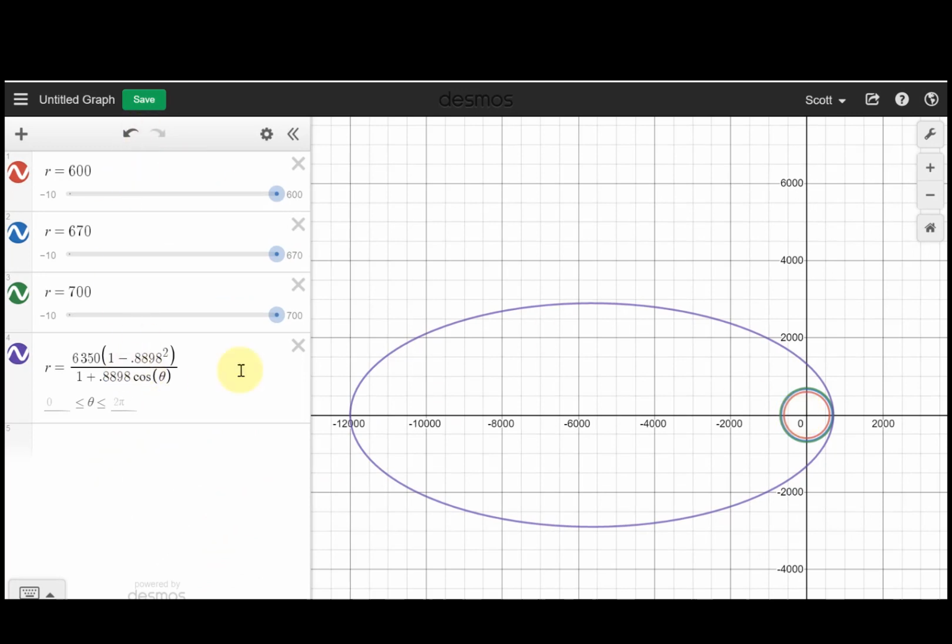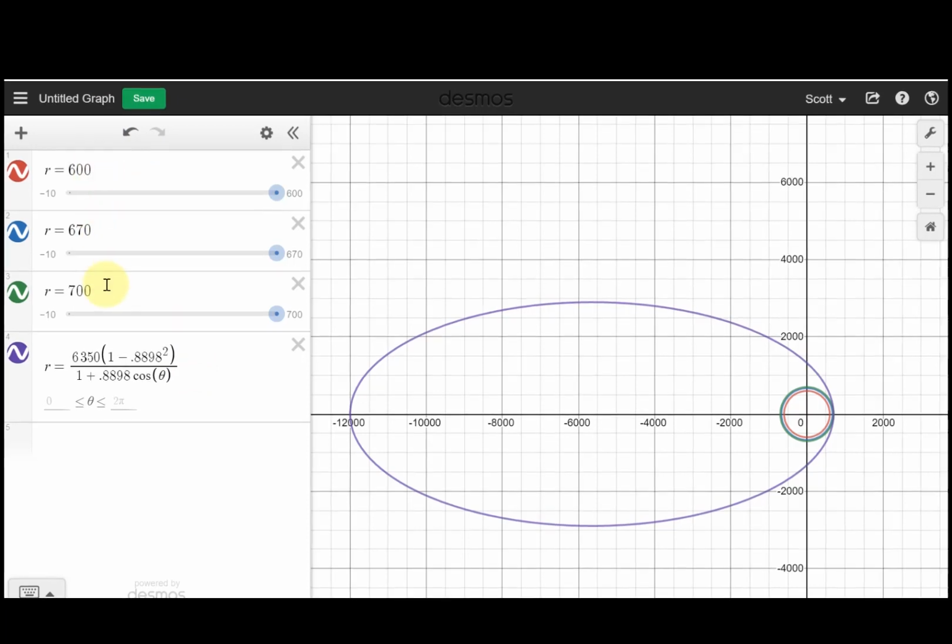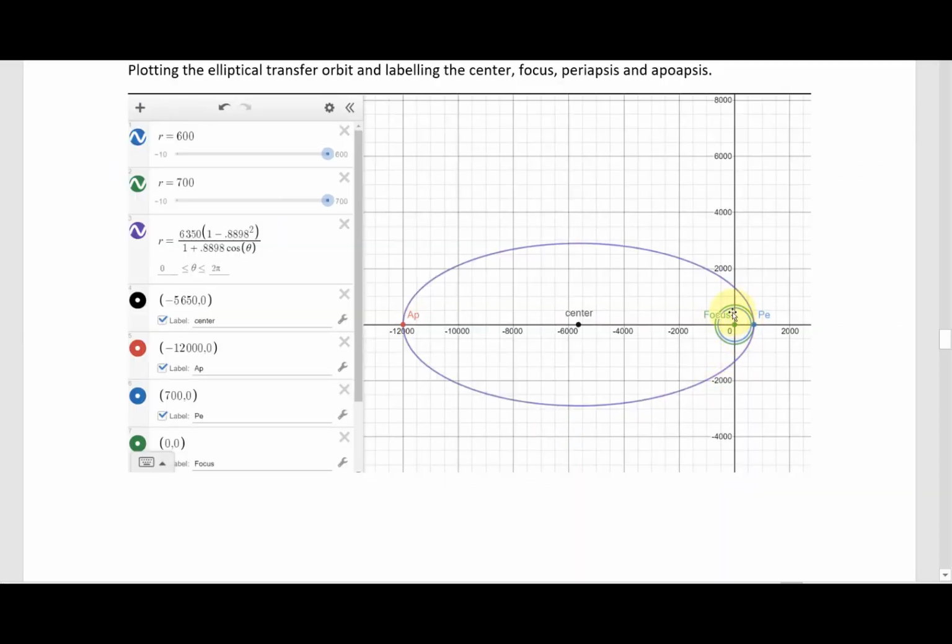So by graphing a polar equation in this form, it puts the focus, the primary focus of the ellipse, at the origin. So these are circles centered at the origin. Here I have circles centered at the origin, which is where I have the focus. And this ellipse has its primary focus also at the origin. And so by graphing this point 5650, that's the distance from the center to the focus. I've identified where the center of the ellipse is, and I've also identified where the apoapsis and periapsis are, and the focus is there at the point 0, 0.